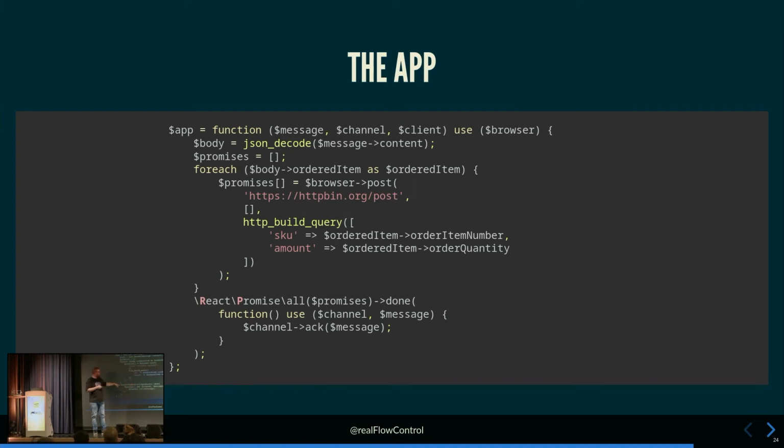So what we do is there is a React promise all function that you can give an array with promises, and it gives you back another promise that will fulfill when all the promises have been fulfilled. And in the end, we just acknowledge to RabbitMQ that we are ready and everything has been done. That's basically it. But as you see, there's no logging, no exception handling, no error handling, no nothing. It works on the happy path. Hopefully nothing goes wrong.